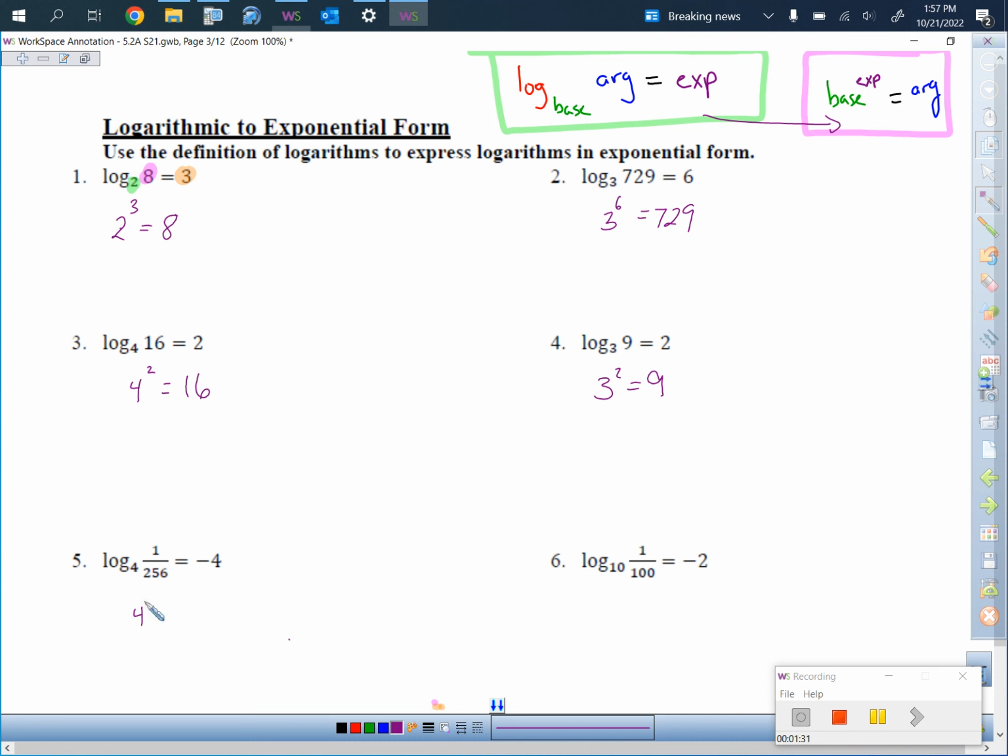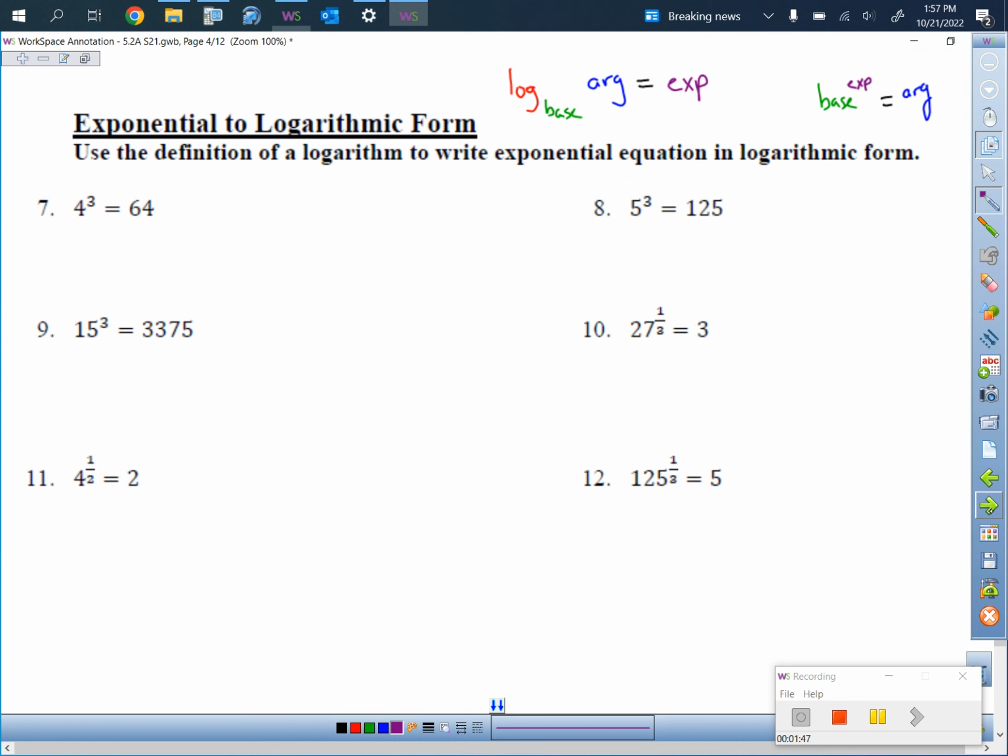All right, 4 to the negative 4th should have been 1 over 256. And 10 to the negative 2nd equals 1 over 100. This is taking stuff from logarithmic form, because all of these had the log in it, and rewriting it into exponential form. Let's do the reverse. Let's take it from exponential form and bring it into logarithmic form.